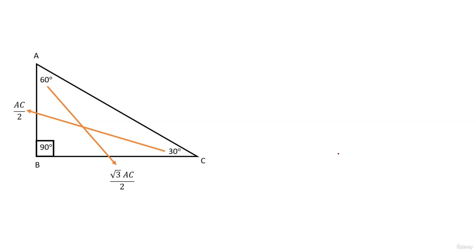Okay, why does all this happen? That will get confirmed when we study trigonometry. In trigonometry, you will understand this part quite easily. So in a 30, 60, 90 triangle, the side opposite to 30 degrees is half the hypotenuse, and the side opposite to 60 degrees is root 3 upon 2 times the hypotenuse.